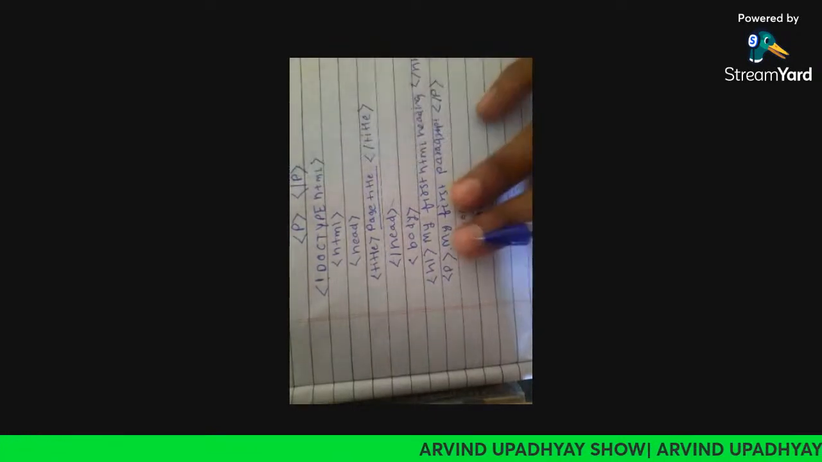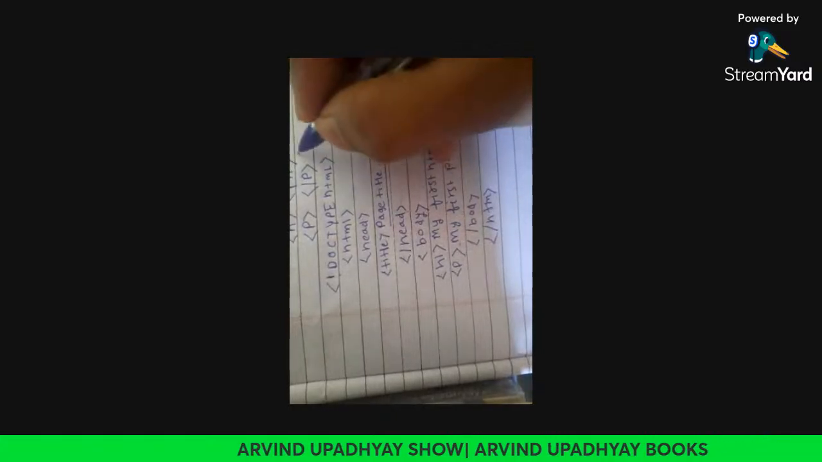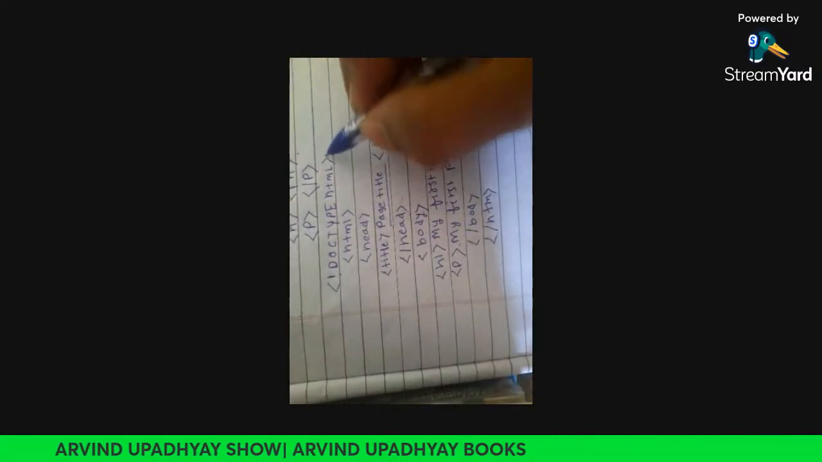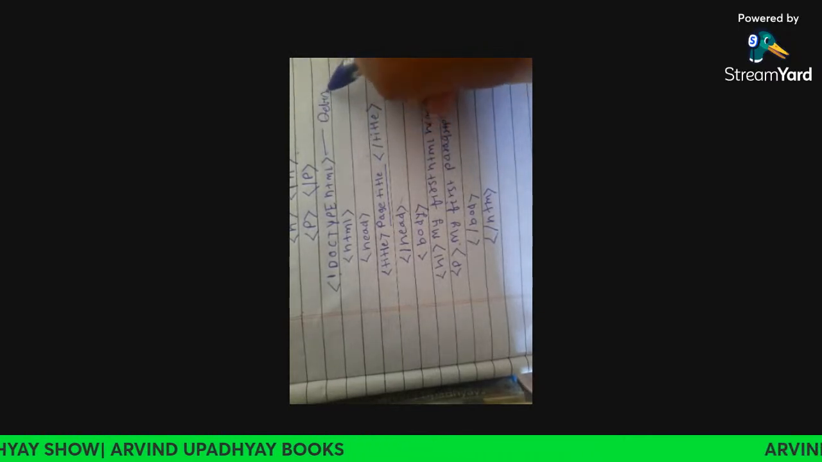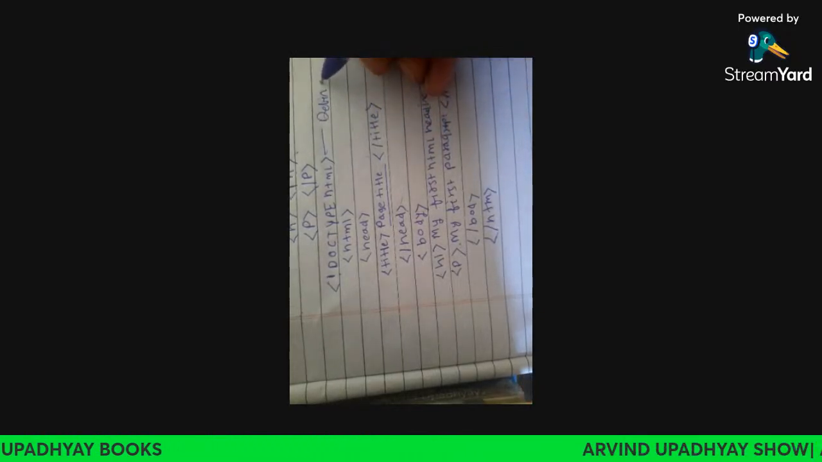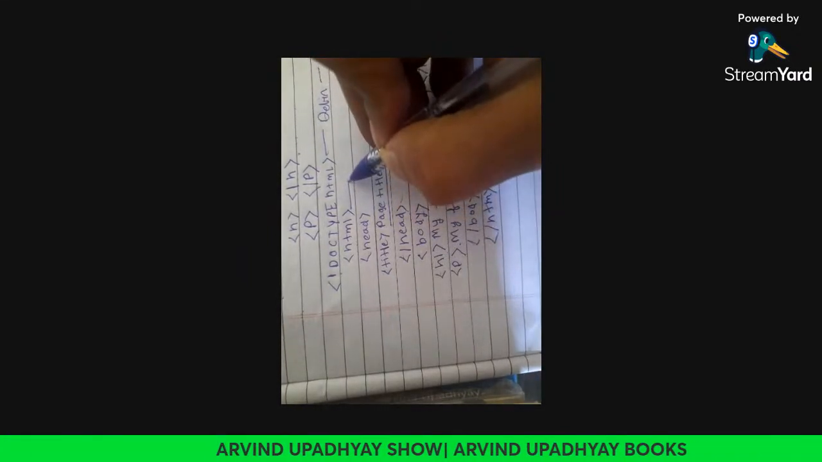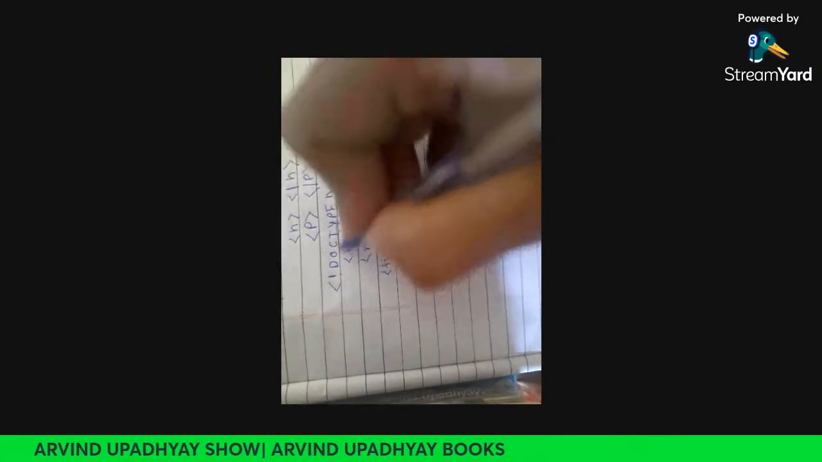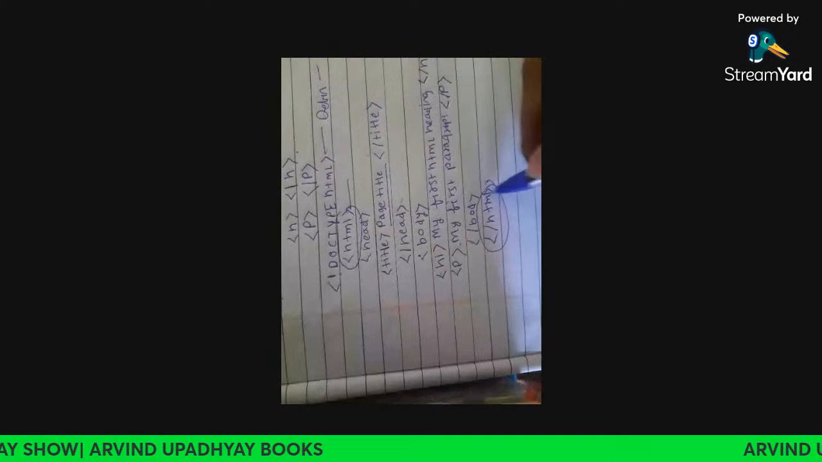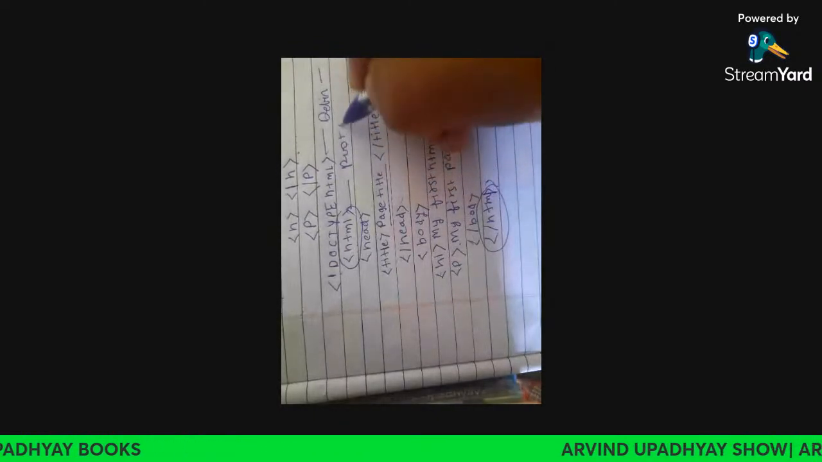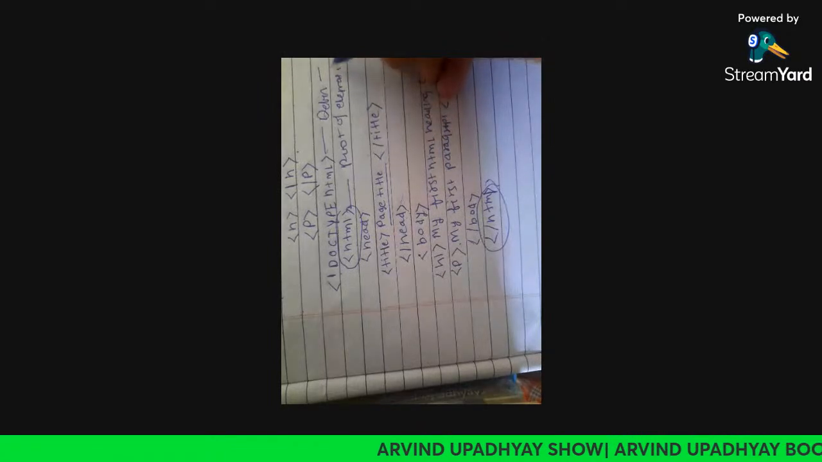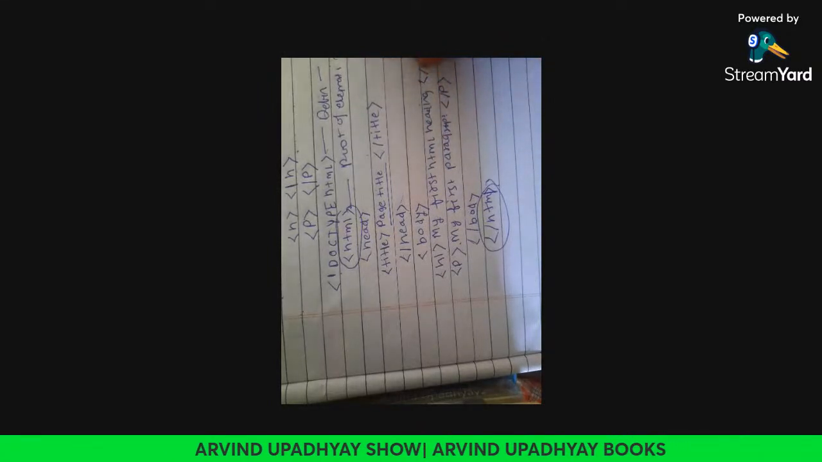The document type declaration defines the document type. The html element is the root element of the HTML page. You start from here and close here, so this is the root element of the HTML page. Then you have the head, and the head element contains meta information about the HTML page.